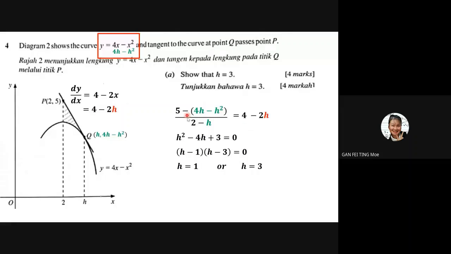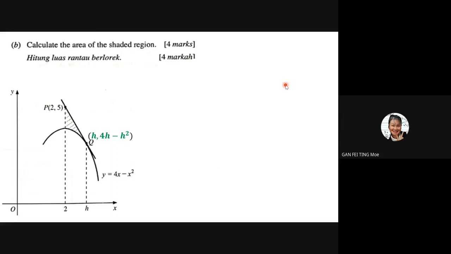Because you equate. This is the gradient of PQ that you form, and you equate with the gradient function at point Q. You equate, then you factorize. This is the 3rd mark. When you get the final answer, you have 2, then you underline this. You already shown, proof. These are the 4 marks. Simple, but if you fail to start with this, you fail to do this, 4 markah hilang. Okay, let's go to B.